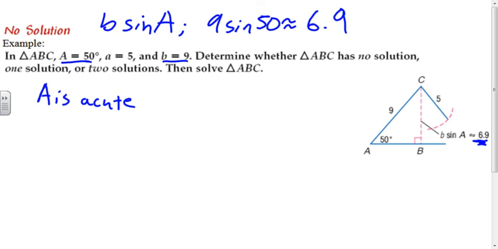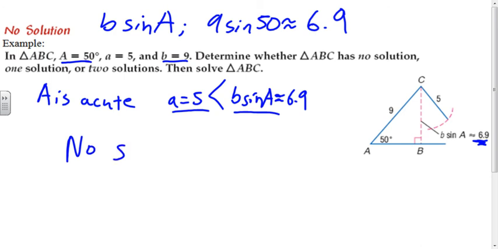So we have our B sine A, and we know that A, which is equal to 5, is going to be less than B sine angle A, which is approximately 6.9, because A, which is 5, is less than B sine A, 6.9. We know then that there is no solution.